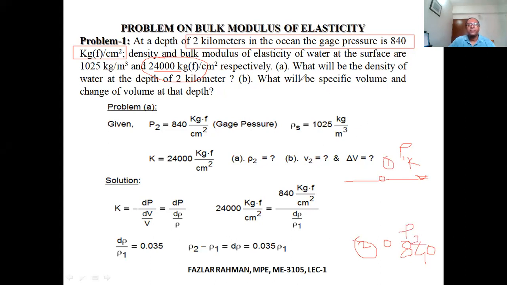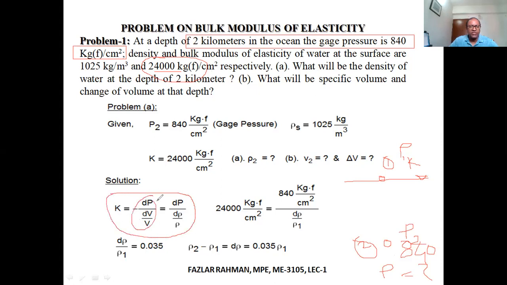So it's asking what will be the density of the water right over here? How much will the density be? That we need to figure out. What will be the specific volume, that means 1 by rho? And the change of volume at this depth, that you need to figure out. So you see, this problem is related to bulk modulus of elasticity. So our formula, you need to use this formula.